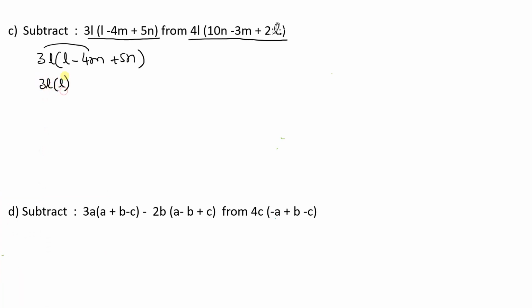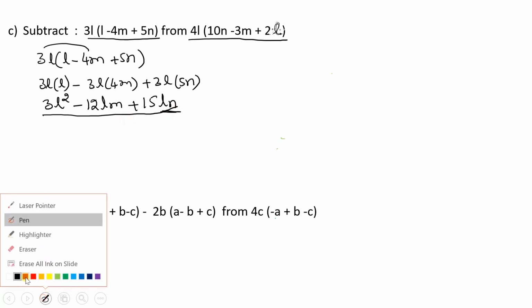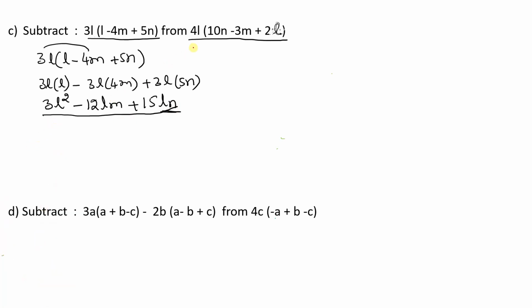3l into l minus 3l into 4m plus 3l into 5n. It is 3l square minus 3 fours are 12 into l into m plus 3 fives are 15 l into n. Okay, so this is the first expression.